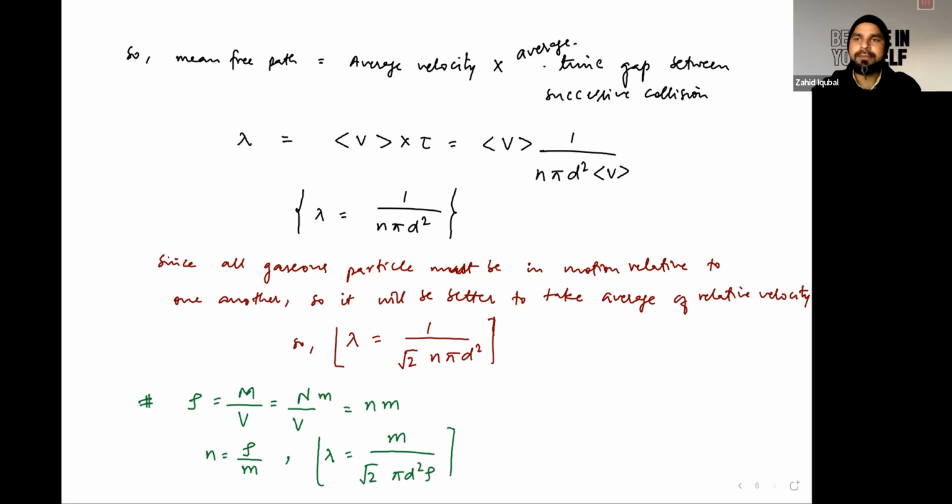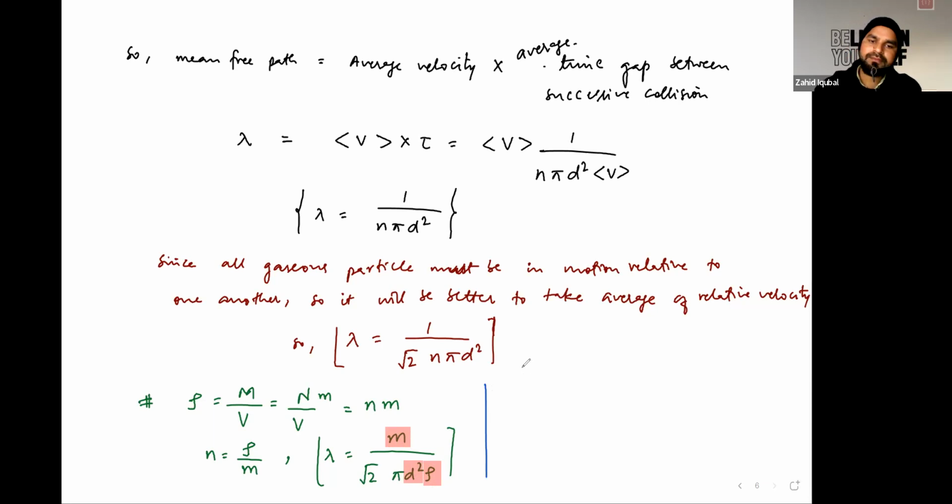So from this, we can say mean free path is directly proportional to mass of gaseous particle, inversely proportional to density, and inversely proportional to square of diameter of each gaseous particle. We may further transform this particular relation into some other form as well.